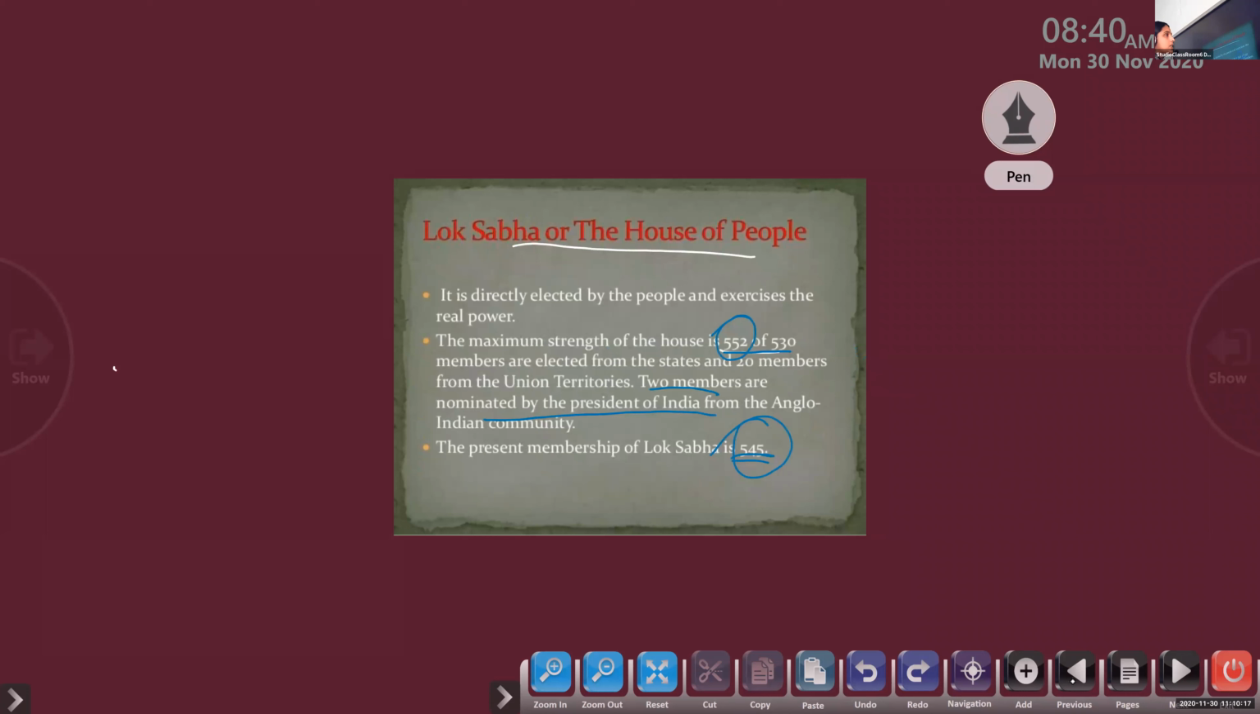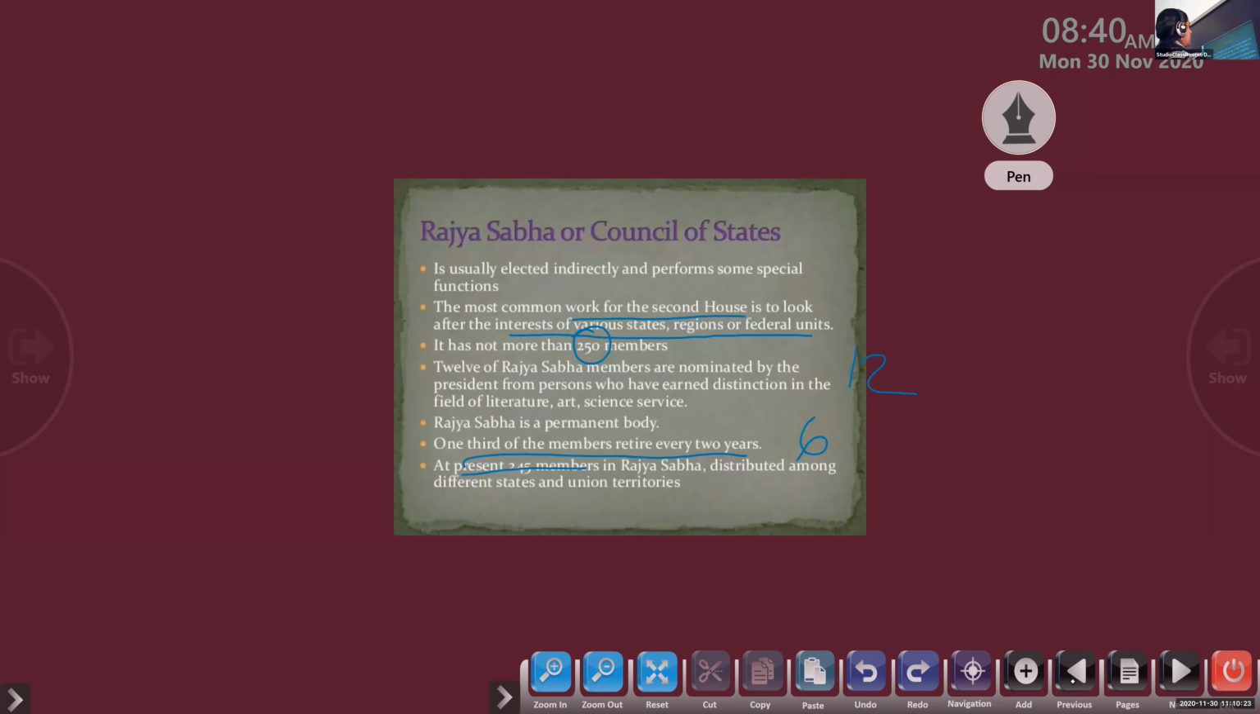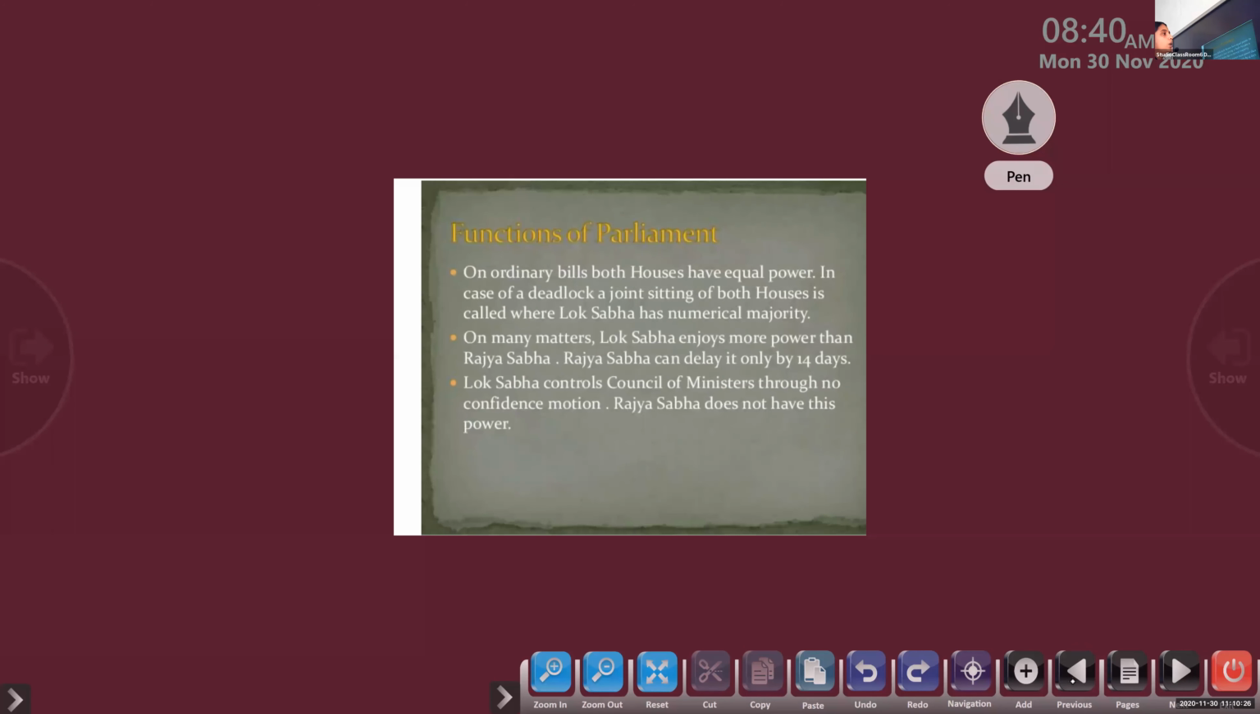Lok Sabha's maximum strength is 552. At present, it includes only 545 members. Then, what are the important functions of parliament? Even though we have two houses, which house is more powerful, Lok Sabha or Rajya Sabha? Lok Sabha. Always remember it. Lok Sabha is more powerful than Rajya Sabha.